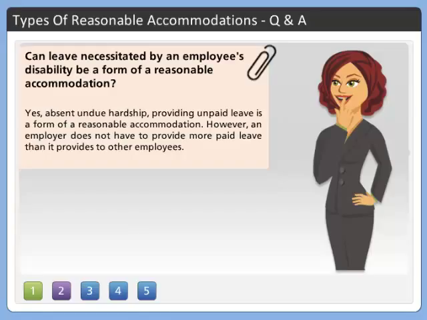Can leave necessitated by an employee's disability be a form of a reasonable accommodation? Yes. Absent undue hardship, providing unpaid leave is a form of a reasonable accommodation. However, an employer does not have to provide more paid leave than it provides to other employees.